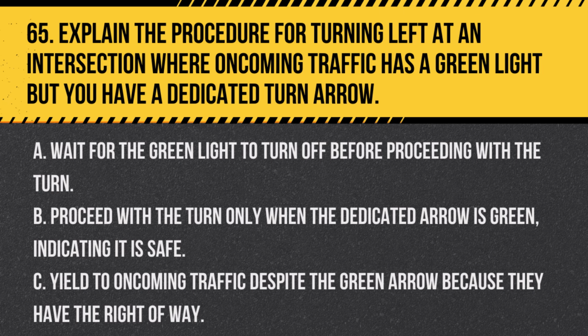Proceed with the turn only when the dedicated arrow is green, indicating it is safe. C. Yield to oncoming traffic despite the green arrow because they have the right of way. Answer. B. Proceed with the turn only when the dedicated arrow is green, indicating it is safe. The green arrow provides the exclusive right to turn left.